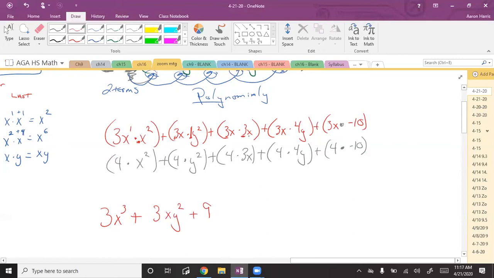Good. X times x is? x squared, right? 3 times 4 is 12. And x times y? XY. 3 times what? 2 times negative 10 is?